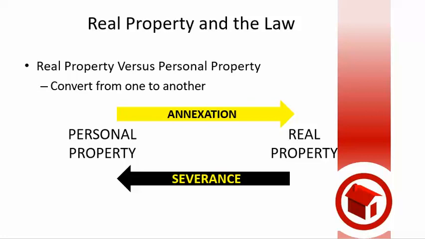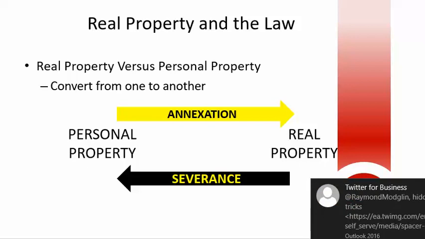No. Remember, we sell real estate with a mortgage. We sell personal property with a bill of sale. Hint, hint. We sell real property with a mortgage. We sell personal property with a bill of sale. When you go and buy a bicycle at Walmart and they give you that receipt, that's a bill of sale. That's how you convey ownership of personal property, through a bill of sale.